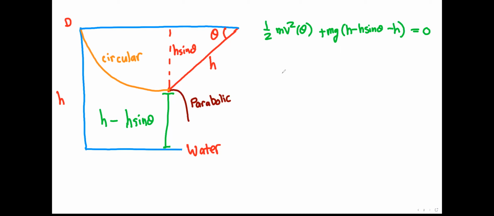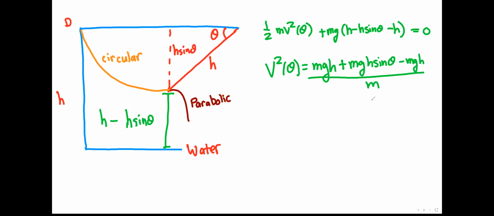So let's first just solve for v squared. We'll get v squared of theta equals, we can put all the other stuff on the other side, right? So the mgh is going to go on the other side, the mgh sine theta is going to go to the other side, and we're going to have minus mgh on the other side. And then we have to divide the whole thing by m, and we have to multiply the whole thing by 2, because we had half m there. Yeah. You're good at the math, so I don't have to spend too much time on the math part.